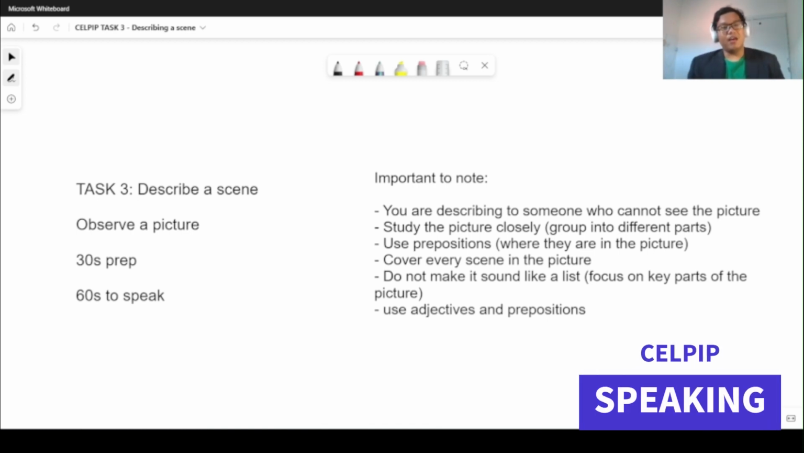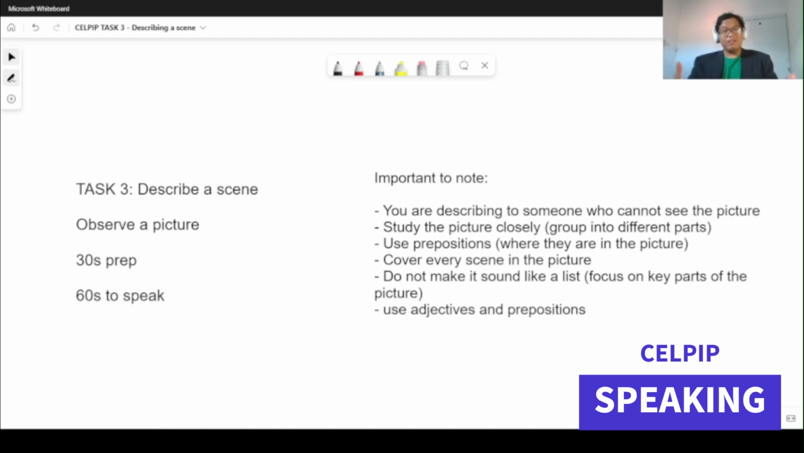For this video, I'm going to talk about CELPIP speaking task 3, continuing from the previous video where I covered task 2. So we don't need any more introduction, we can just jump right into the question. To start off, task 3 is describing a scene.